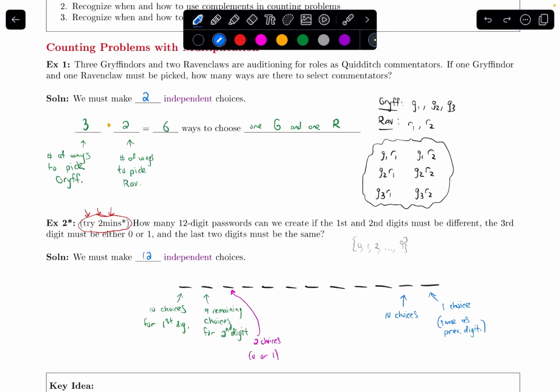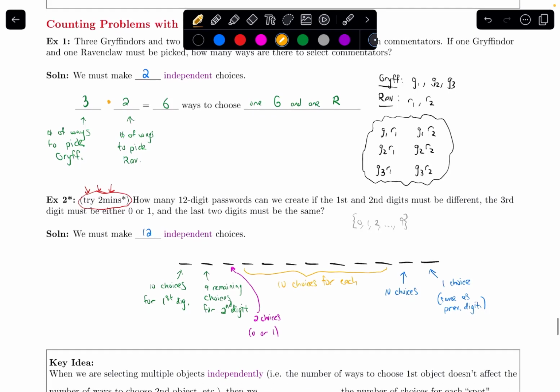Okay, and then what about all of these other digits in between? There are no limitations on what they are, so they could be any one of the 10 digits. So there are 10 choices for each of these digits in the middle.